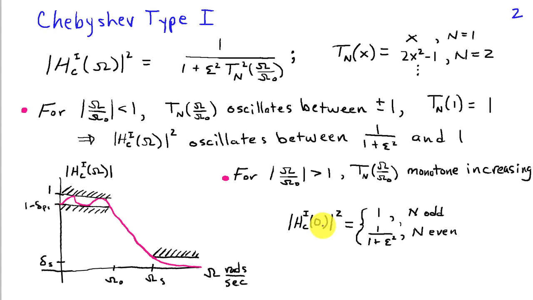At DC, the magnitude response squared is either 1 when the polynomial order is odd, or it's 1 over 1 plus epsilon squared when the Chebyshev polynomial order is even. So these characteristics of the Chebyshev polynomial enable us to discern what sort of filter we're going to obtain when we build something of this form.